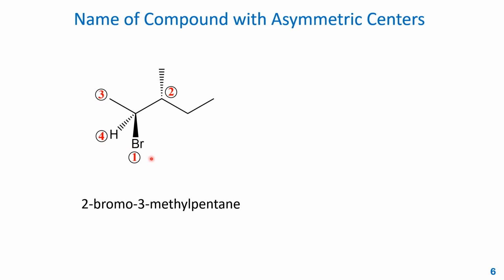Okay, and then look at the 1, 2, 3. The direction is counterclockwise, and this hydrogen is away from us, so this is S. You don't need to flip it. Okay, now look at the other asymmetric center.